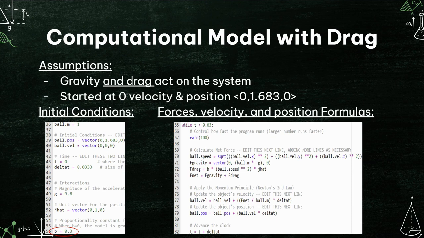Computational model with drag. Assumptions. Gravity and drag act on the system, and it started at velocity 0, position 0, 1.683, 0. The code for the initial conditions is very similar, but b is now equal to 0.3 instead of 0. And then for the code for the forces, velocity, and position formulas, you can see we had to calculate the ball speed for the force of drag, and F_net now equals the force of gravity plus the force of drag.